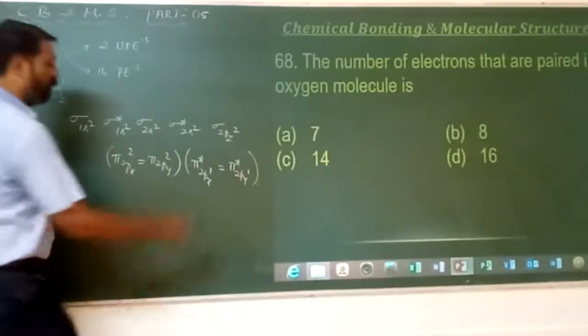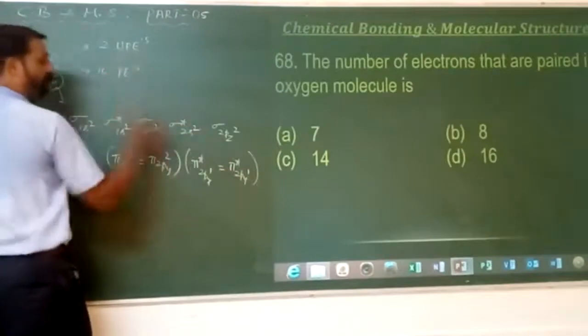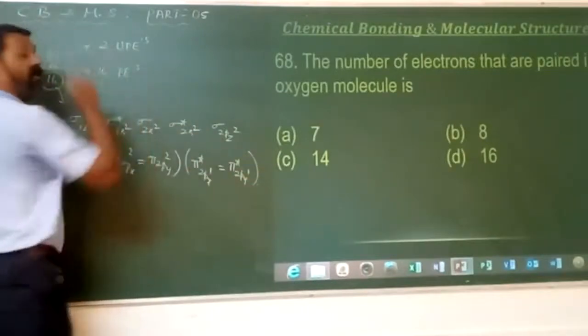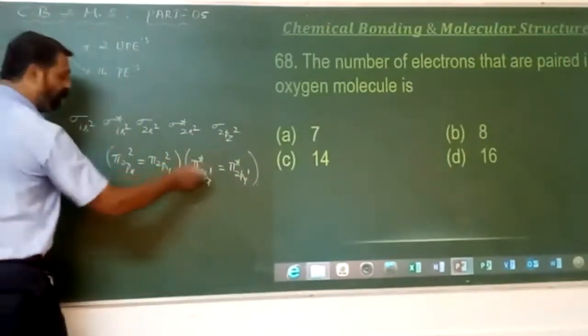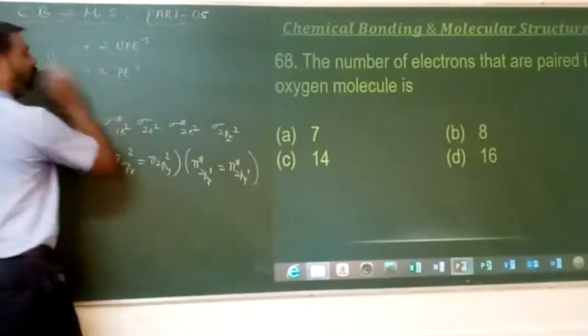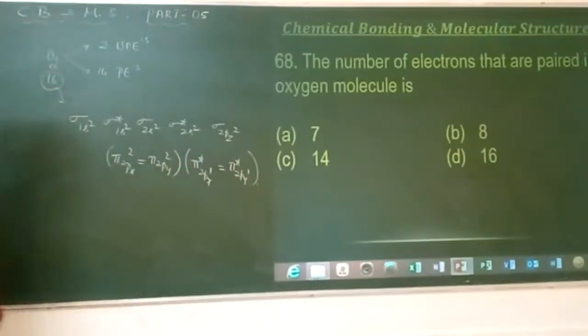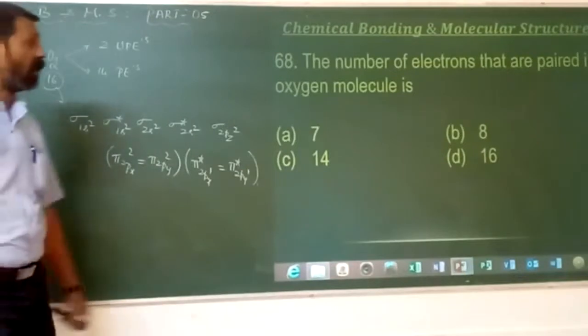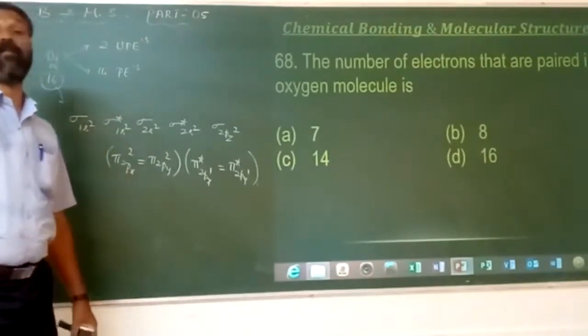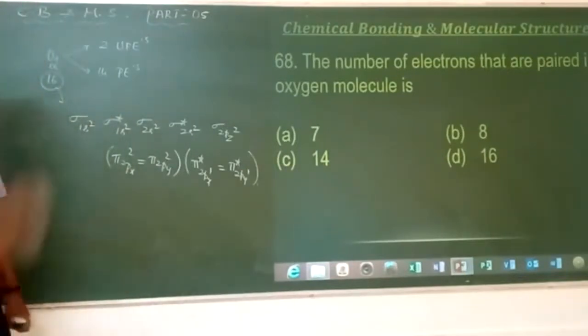So here, 1 refers to unpaired. How many unpaired electrons are there actually? If 2 are the unpaired electrons, the rest 14 are going to be the what electrons? Paired electrons. Okay? So this is how we are going to calculate the number of electrons that are paired in a given molecule, for example, oxygen. Okay?